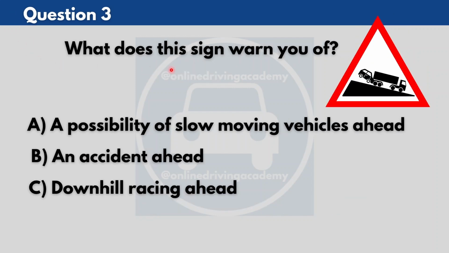Question 3. What does the sign warn you of? So we can see a downhill slope, we can see a truck, and we can see a small motor vehicle crashing into that truck. So is it option A, a possibility of slow moving vehicles ahead? Is it option B, an accident ahead? Or is it option C, downhill racing ahead? Obviously, the correct answer will be option A.